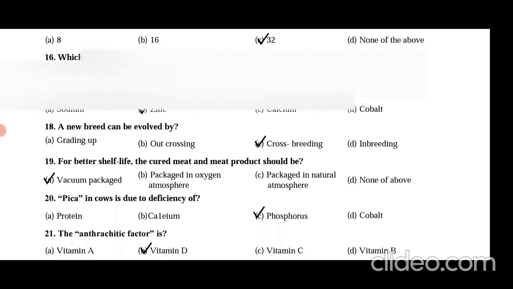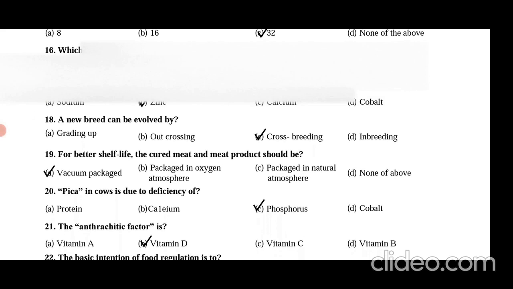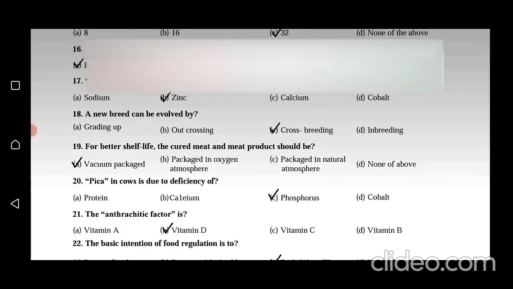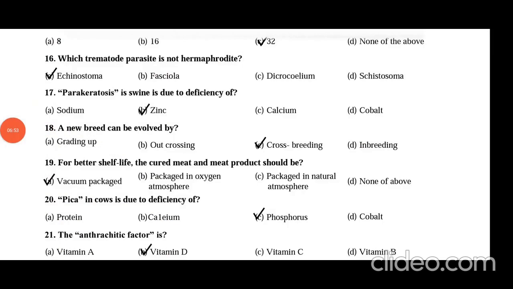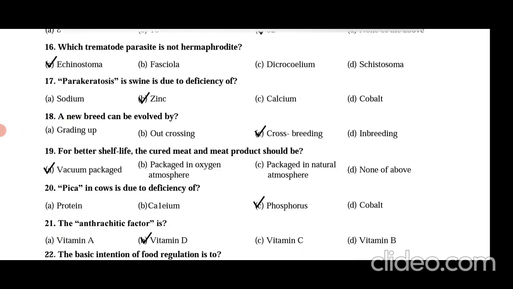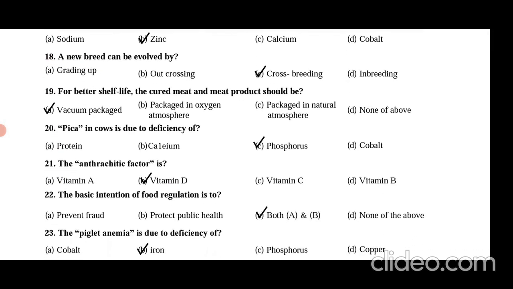Pica in cows is due to deficiency of phosphorus. The antirachitic factor is vitamin D. Vitamin D is the antirachitic factor.